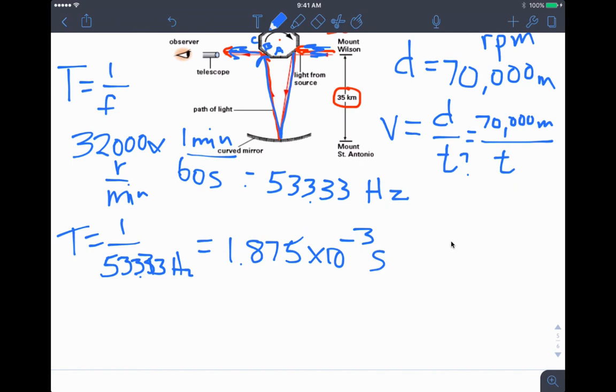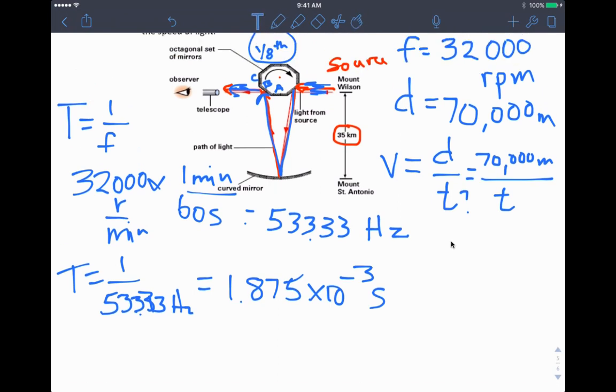Now this is just the period. So students doing this, you need to make sure that you don't grab that number and then just use that for the time, because that's the time for the mirror to go all the way around once. And we only need 1/8 of that period because it doesn't go all the way around once by the time the light comes back.